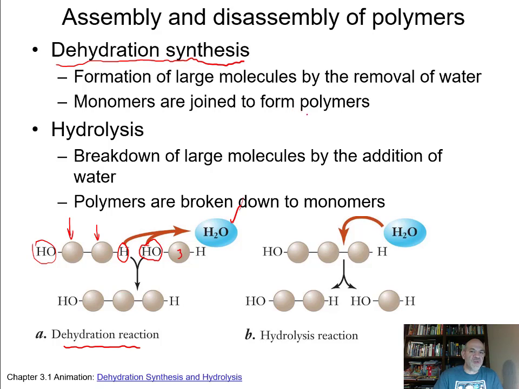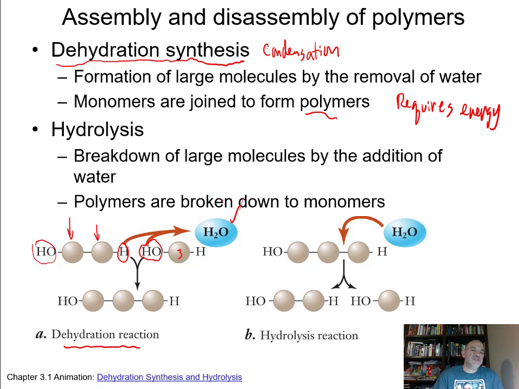So we get larger and larger molecules called polymers. Usually these dehydration syntheses are sometimes called condensation reactions, like when water condenses from water vapor. And a thing to remember about this process of building, like making a large building, is that it requires energy.